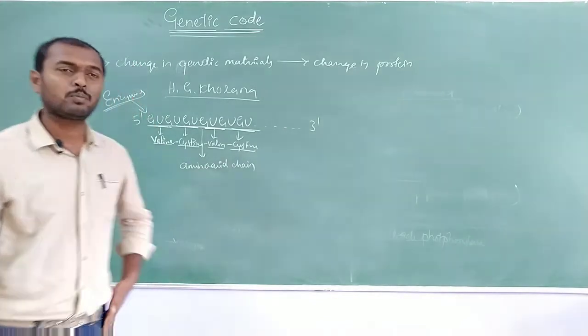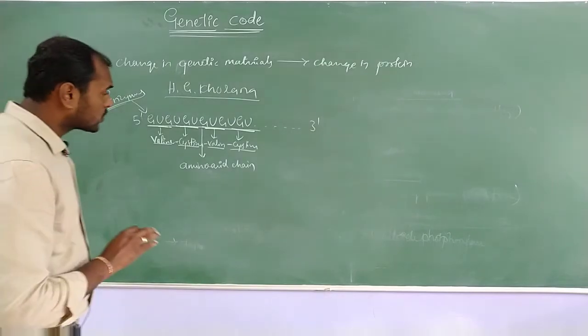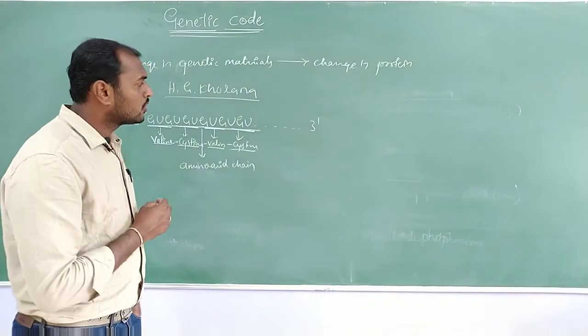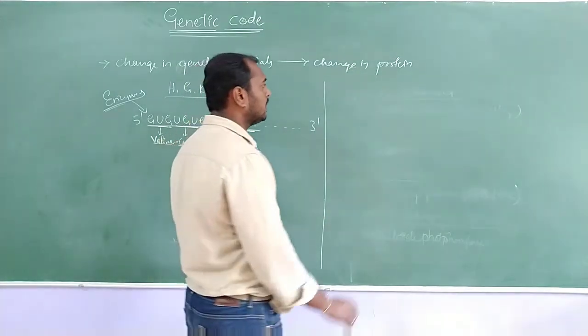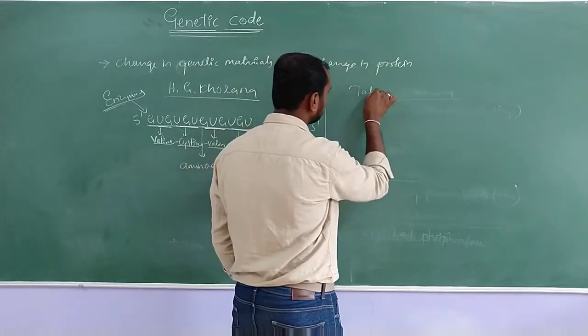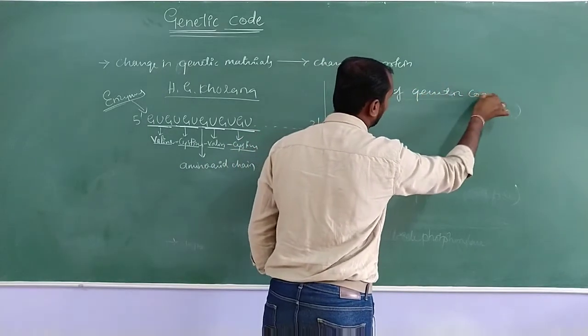So this is one experiment they did. He got the result somewhat like this. By this, the scientists were able to establish the table of the genetic code.